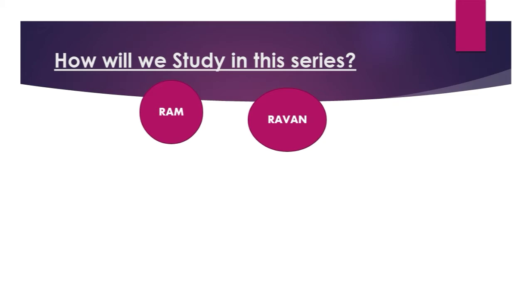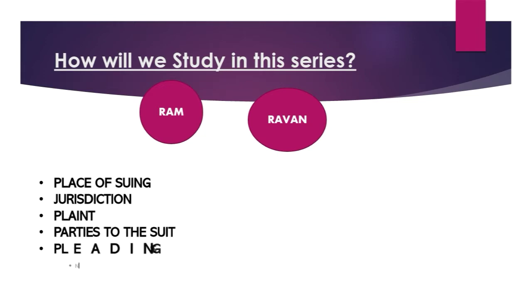In this series, we will learn the Civil Procedure Code: how things happen in court, how a case is instituted, how a trial is conducted under the Civil Procedure Code. So this is a civil nature case. For finding out what case is a civil nature case, first we have to see the place of suing. In the next video, we are going to learn about the place of suing, that is, what types of cases are civil nature cases.